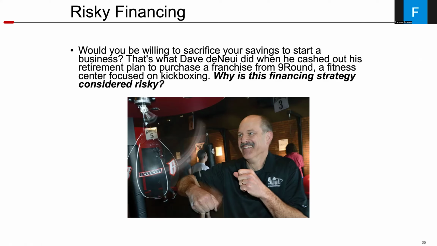So, you've decided to take a risk and open your own business. The example shown in the slide is Dave Denoy, and he cashed out his retirement plan to purchase a franchise for kickboxing. Do you think that this type of financing strategy would be risky?